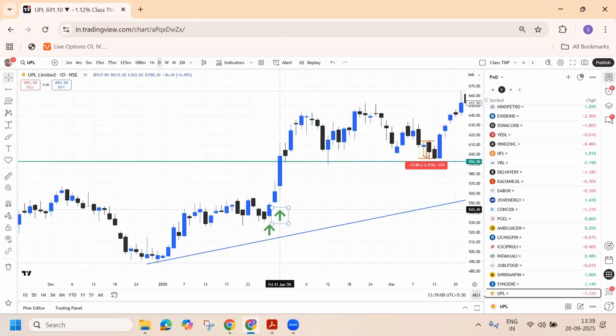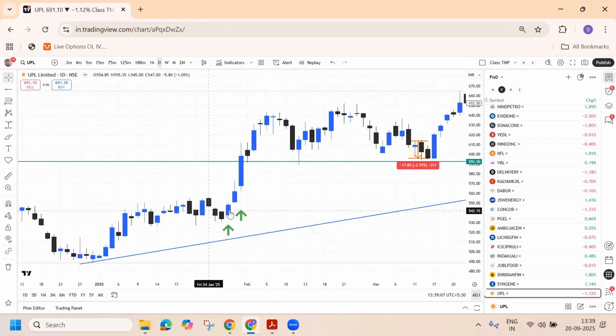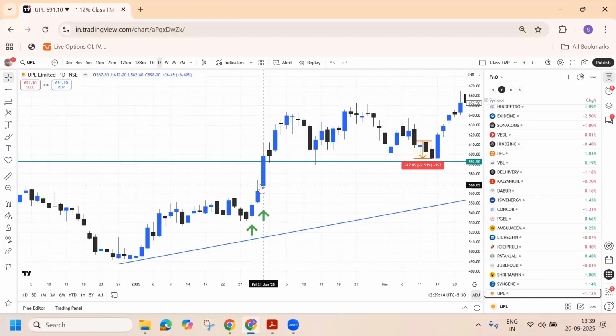The first candle is a conviction candle. Why? Because in this candle, the body is more than 50% of the candle. This is a confusion candle. Why? The body is less than 50%.